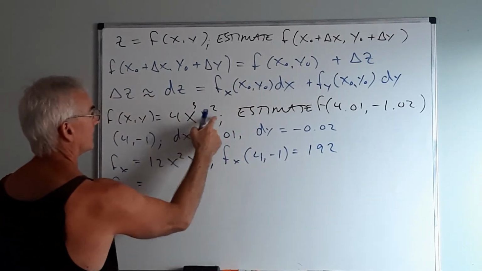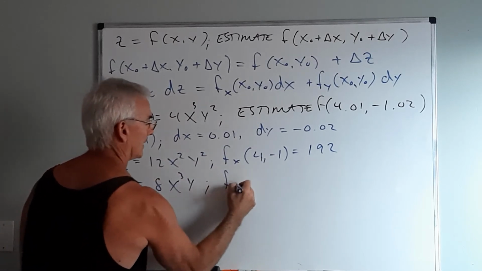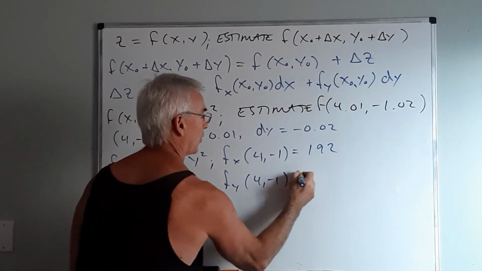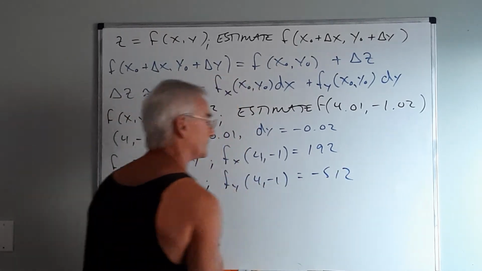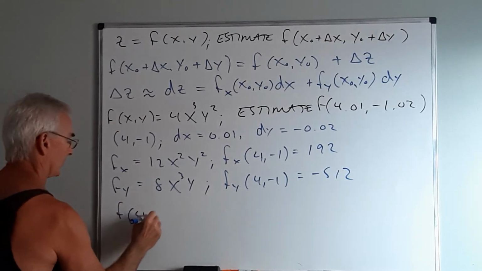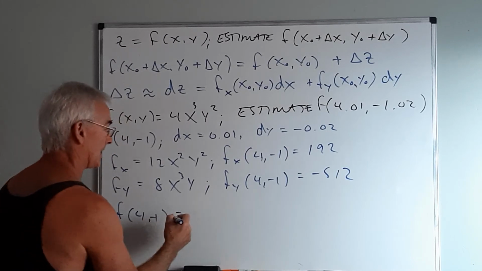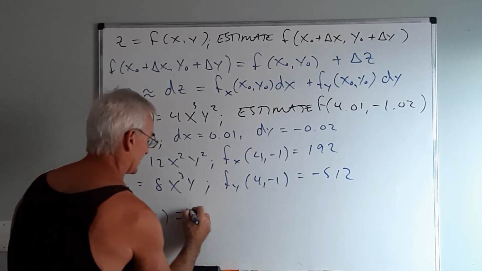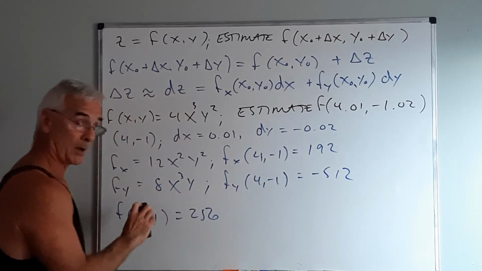F_y, which will be 8x cubed y, at this point will be negative 512. And then finally, we'll just go ahead and calculate f of 4, negative 1. F of 4, negative 1 is exactly 256. Now I'm going to create more space so we can finish the problem.